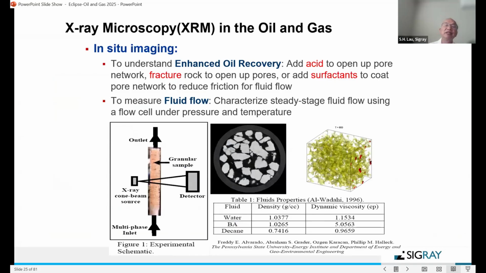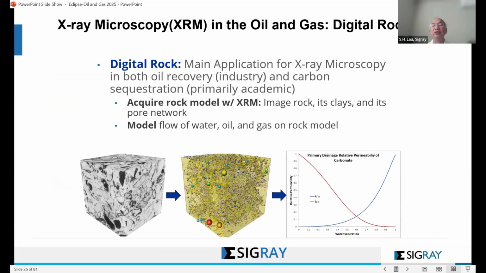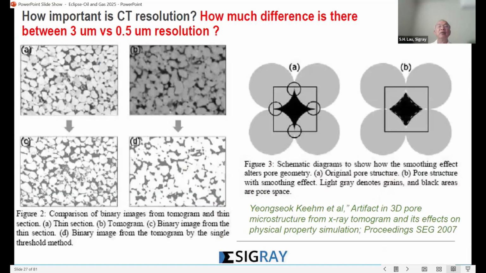So in digital rock physics for enhanced oil recovery, you will look into things like viscosity, density, and so on, and the drainage, the relative permeability, and the water saturation. Therefore, most of this type of work is done with the X-ray microscope, where you will model the flow of water, oil, and gas on the rock in three-dimensional form. Okay, why are all these things very important in rock physics?